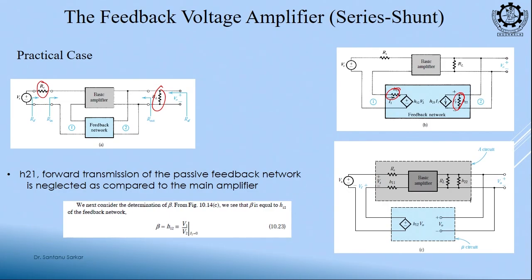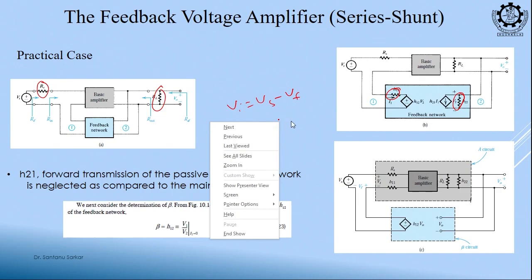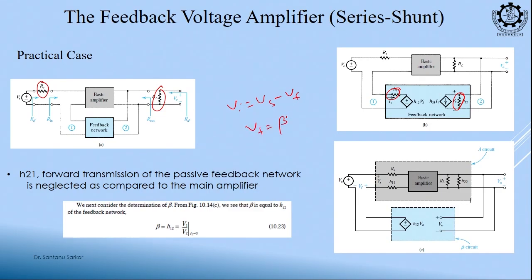Clear? The way we did previously, step by step: Vi is equal to Vs minus Vf, Vf is equal to beta into V0, V0 is equal to A into Vi. These steps will remain unchanged, right? So, if we solve step by step, we can do all the calculation. So, do not get confused or carried away by all this. Slowly, one by one, a single component is getting added.